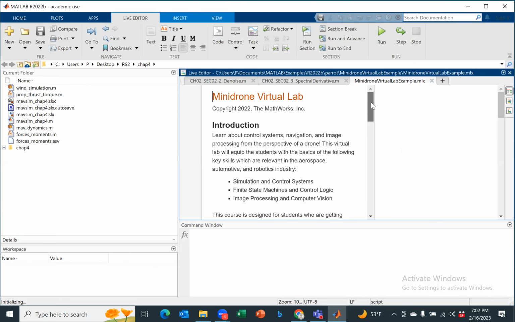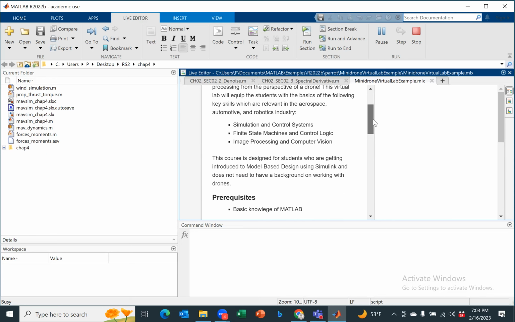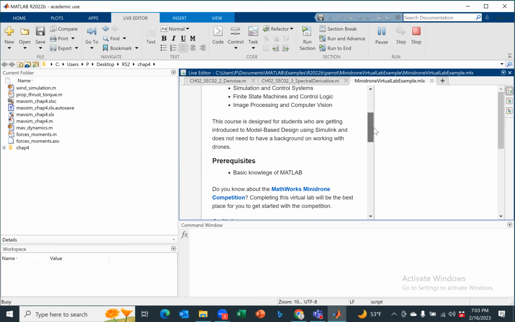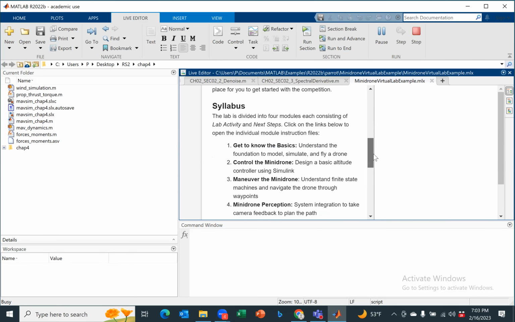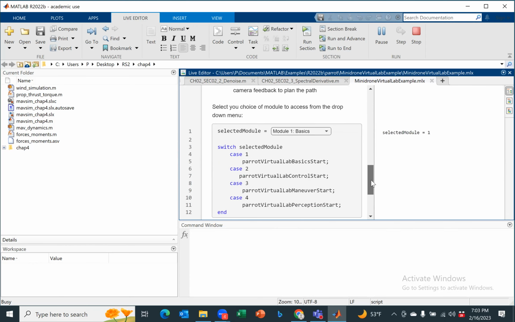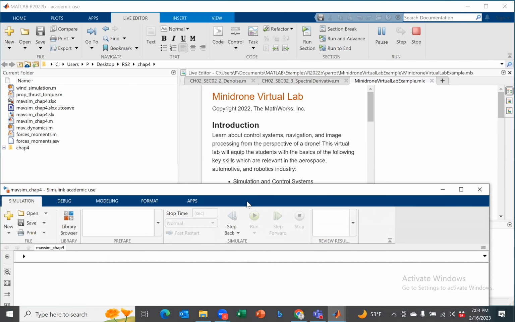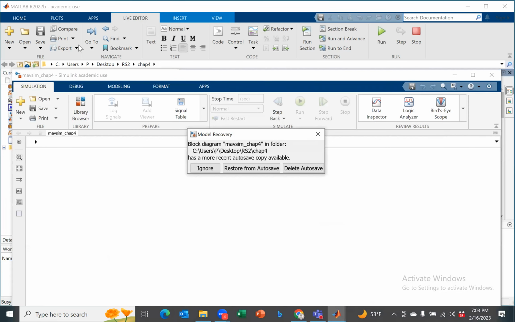So if you go to MATLAB 2022B, this is going to be your next assignment, wherein you have these mini drone virtual labs. They actually talk about the simulation and flight control, model-based design. So this is going to be your next assignment. So please download and install MATLAB 22B.